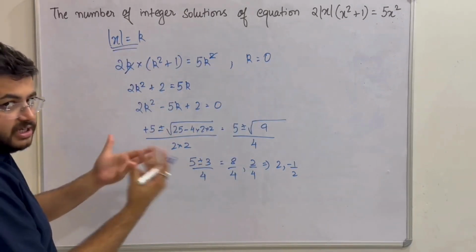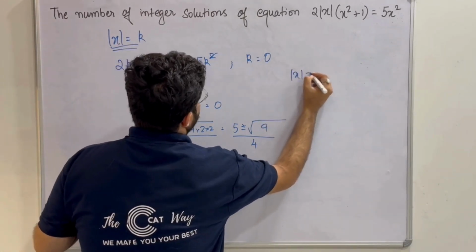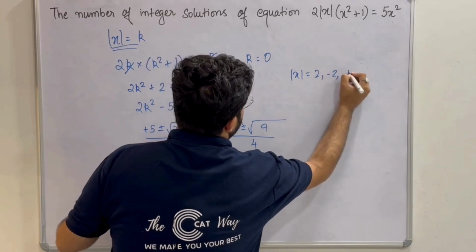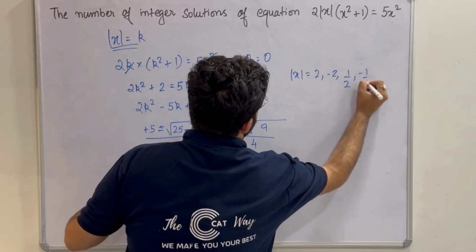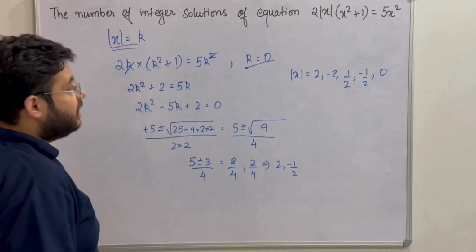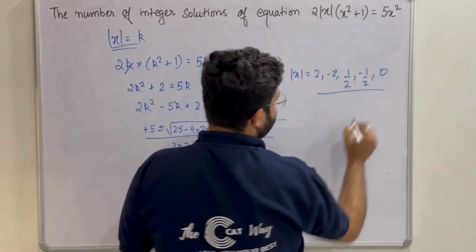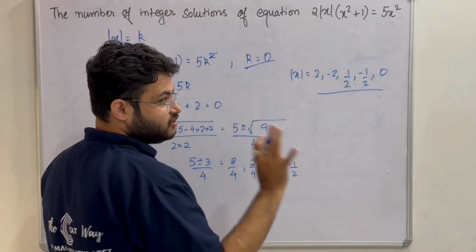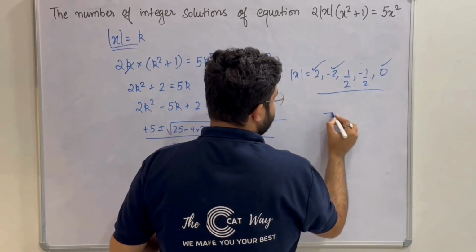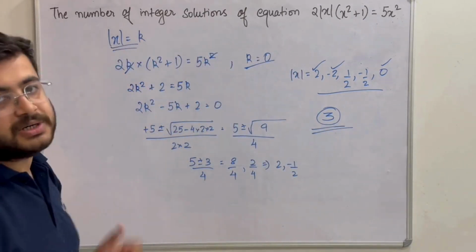So this can take positive as well as negative values. So can I say that my mod x would be equal to 1 by 2, minus 1 by 2, as well as 0 that we considered over here? Right? And since the question is only asking for the integer solutions, we know that there are 5 solutions to this equation. But since it is only asking for the integer solutions, 2, minus 2 and 0, that means how many solutions do we have? We have 3 solutions for this particular equation.